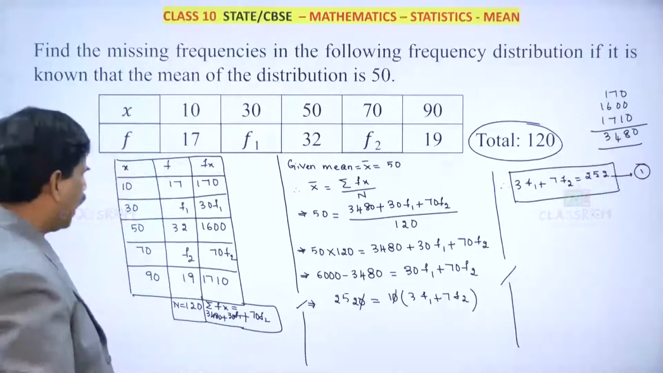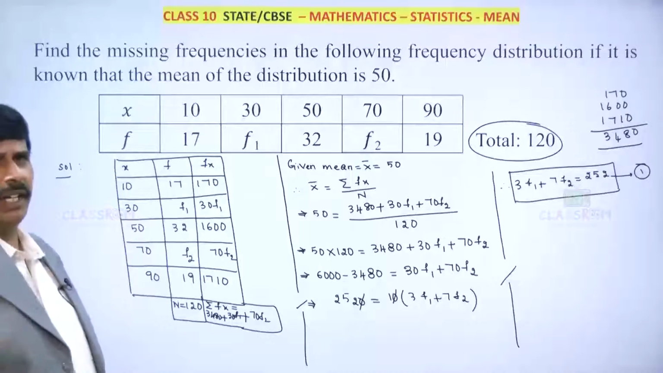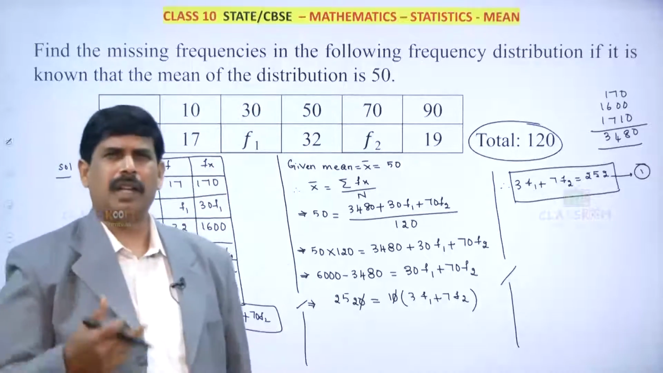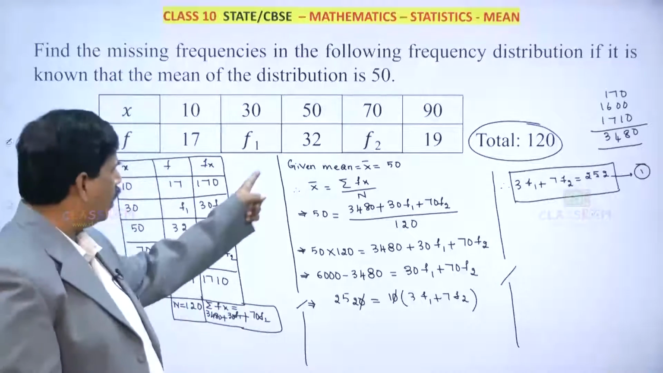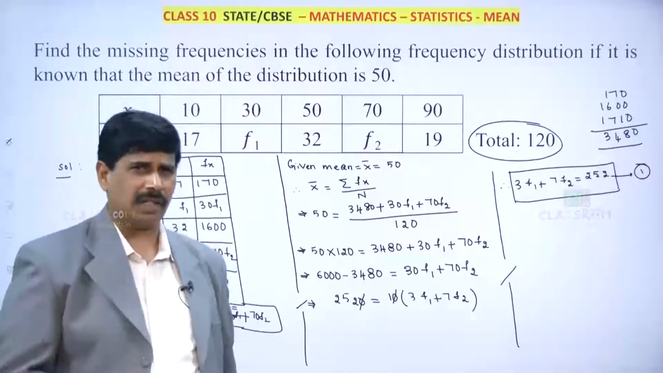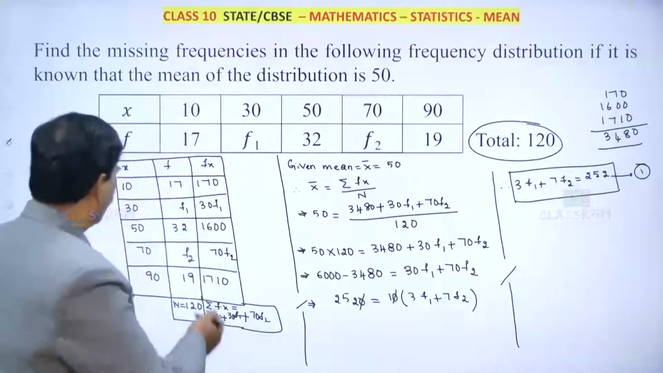And now what is the second equation? Because we need one more condition. There are two unknowns here, f1 and f2. So we have got one equation representing f1 and f2. We need another equation. Can you guess what the other equation will be? Yes, we get it from here.